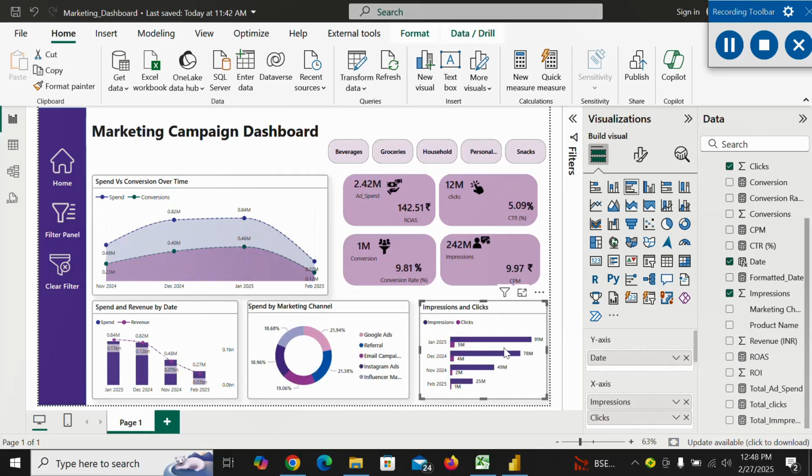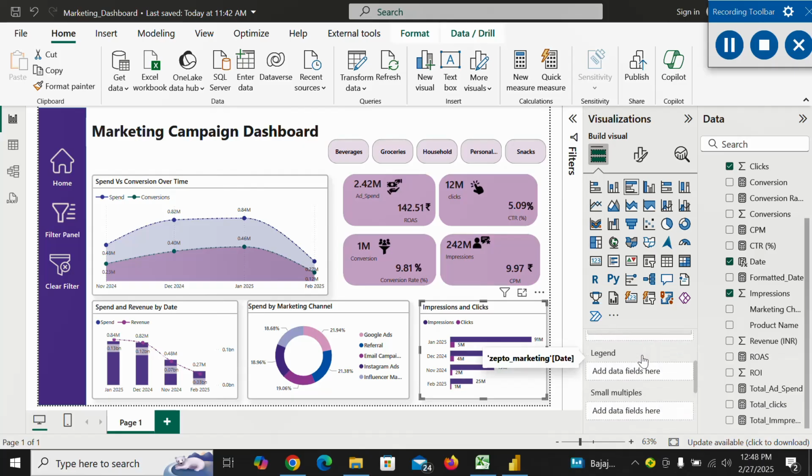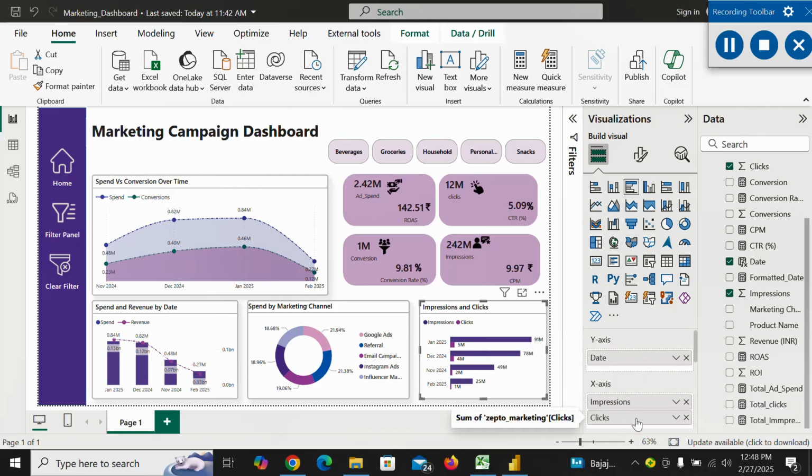This is a clustered bar chart. From the visualization, this one is the clustered bar chart. For the y-axis I took campaign date, and for the x-axis impressions and clicks. It shows how impressions compare to actual user clicks. Clicks are very low compared to impressions.